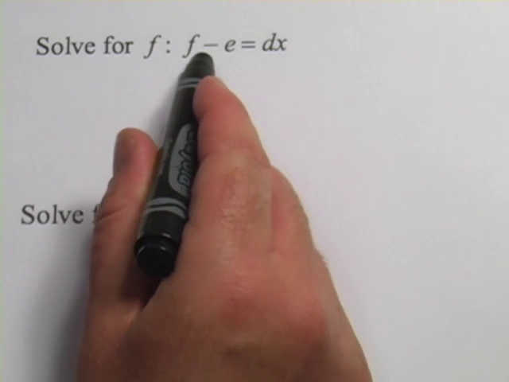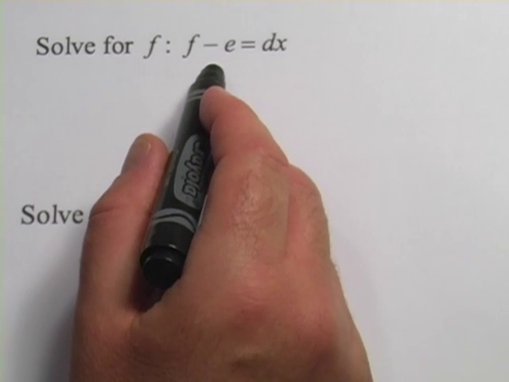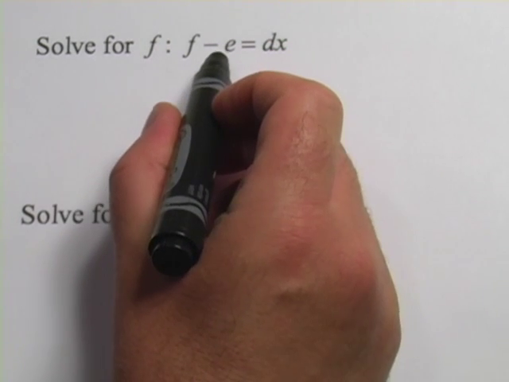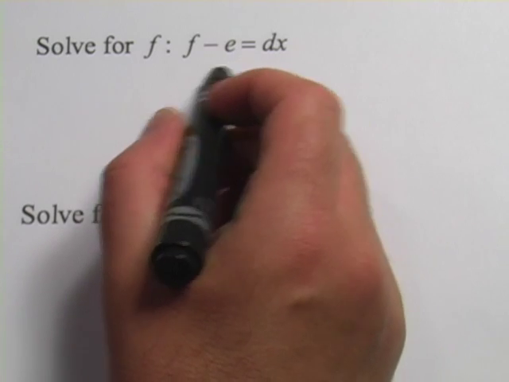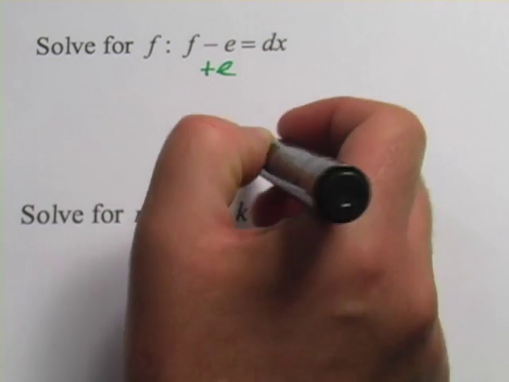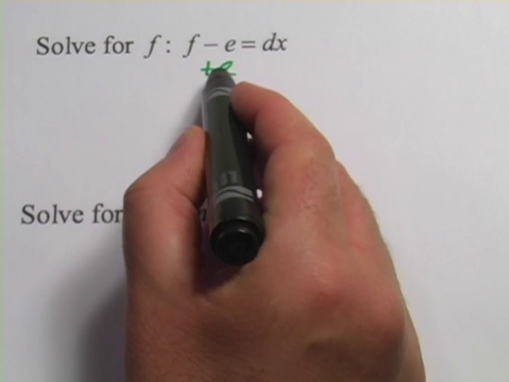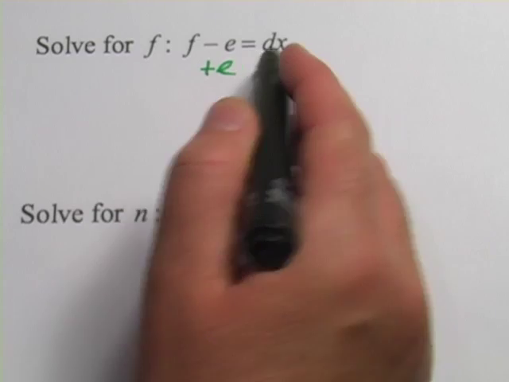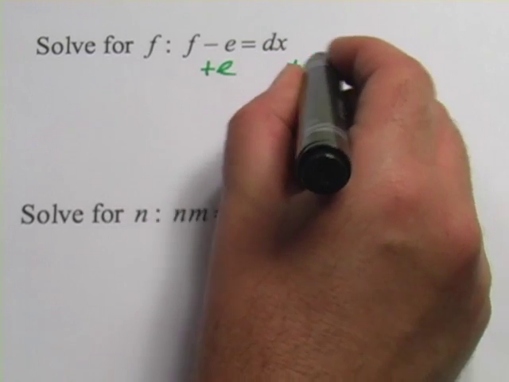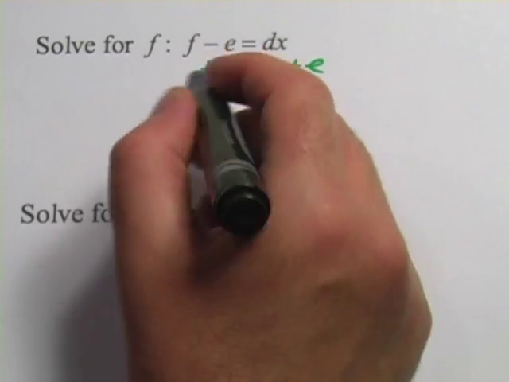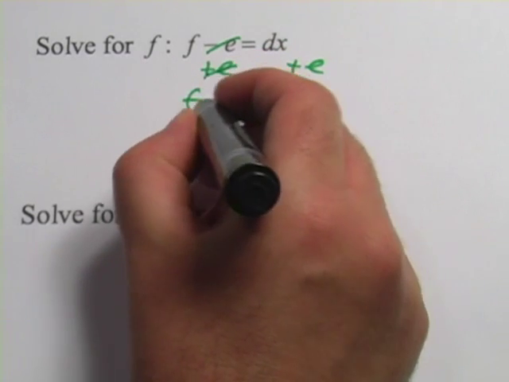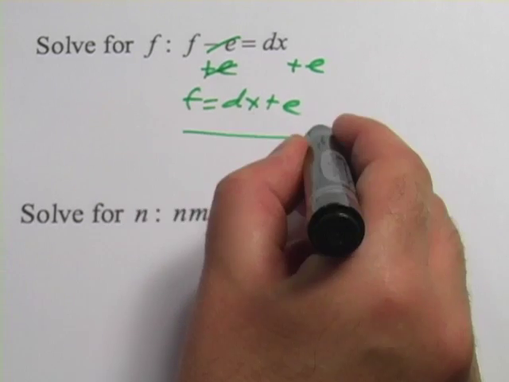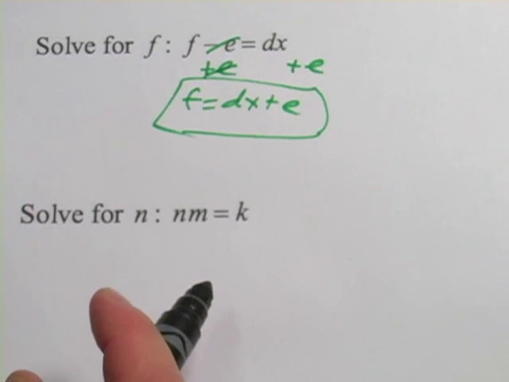In this case, we have to get rid of this negative e over here. To get rid of a negative e, think about what you would do if that was a minus 1. Well, you would add 1. So in this case, we're going to add e. Negative e plus e is 0. That leaves just f on that side of the equation. But we have to do the same thing to both sides of the equation, so we add e over here. We get f equals dx plus e, and you're done. So that wasn't so hard.